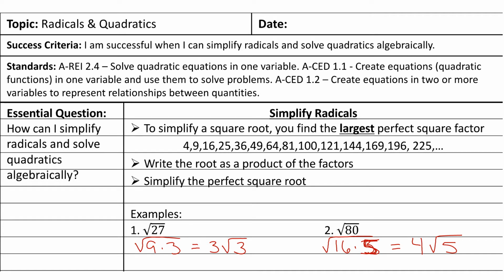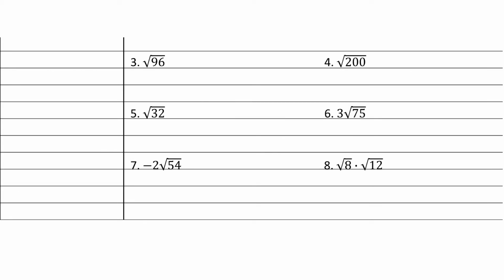You'll see. All right, so we're going to break apart 96. So we're going to do the square root of 16 times 6. 16 is the largest perfect square that goes into 96. And the square root of 16 is 4. And then the 6 is remaining on the inside.